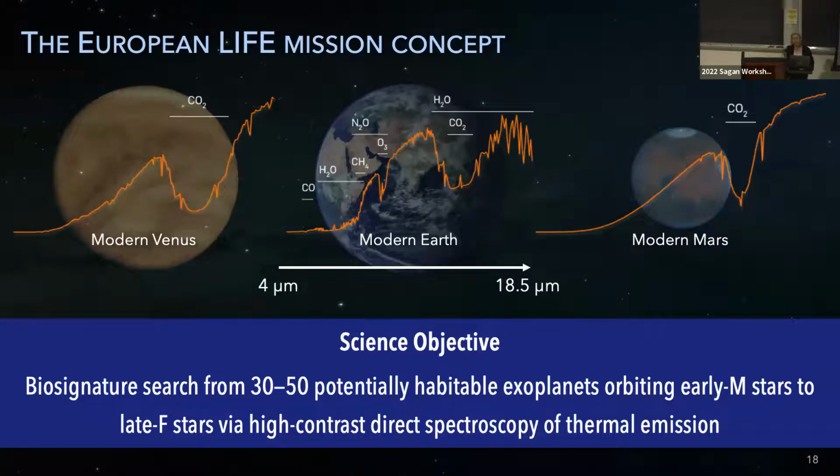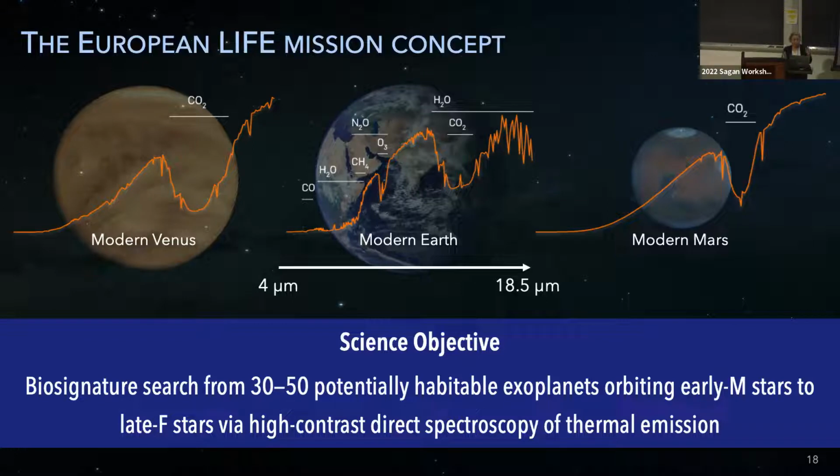Okay, so the design for LIFE is not set as far as I can tell, and therefore I'm not exactly sure what it could do. But I will say its prime science objective is to search for biosignatures from a few dozen potentially habitable exoplanets. And the planets would be orbiting early M to late F stars. However, LIFE would be more sensitive to habitable zone planets around low mass stars. So there's actually only moderate overlap with the LUVEX target list.